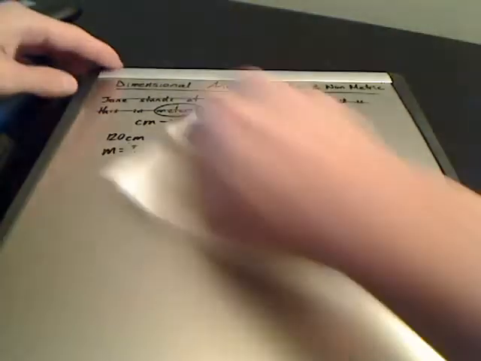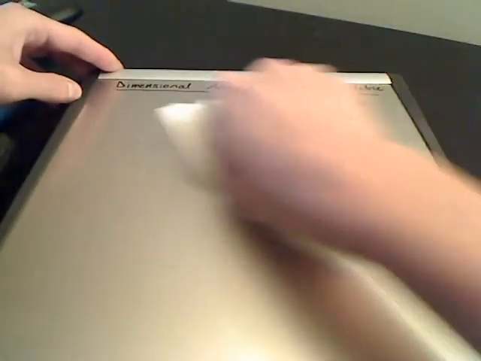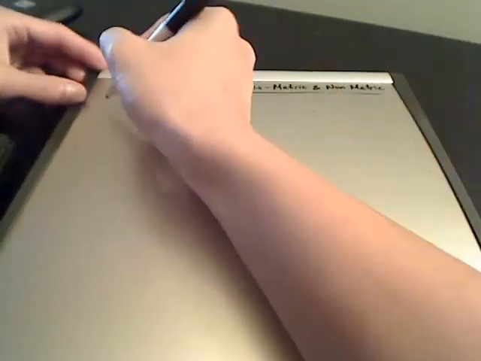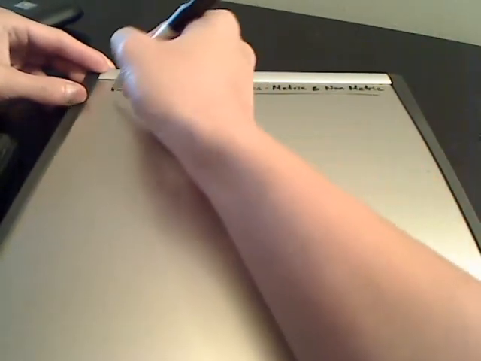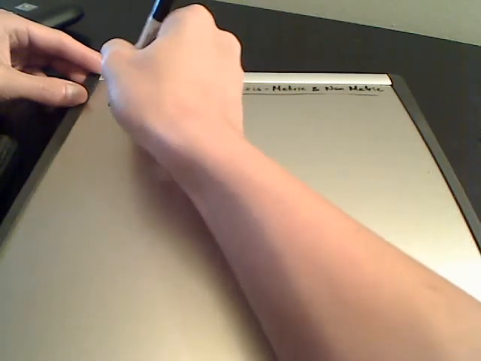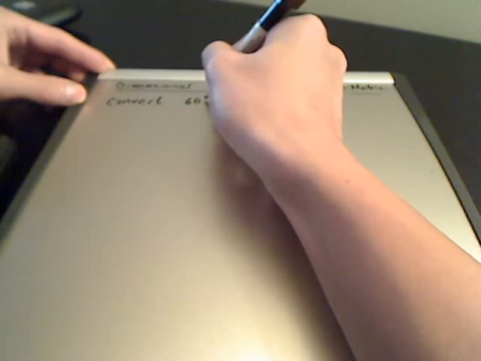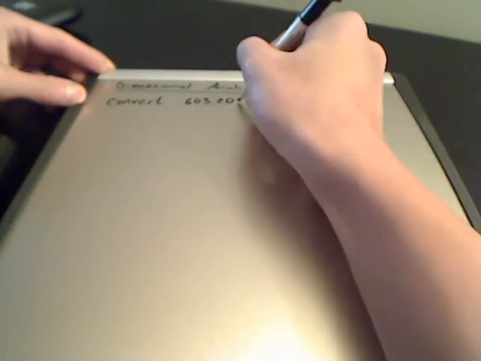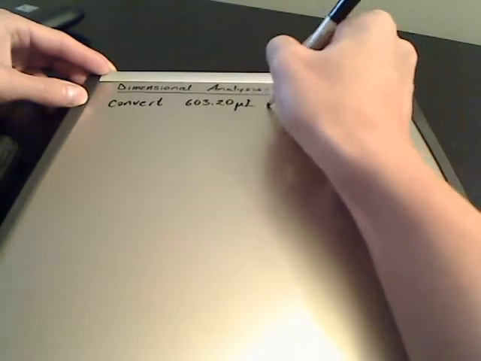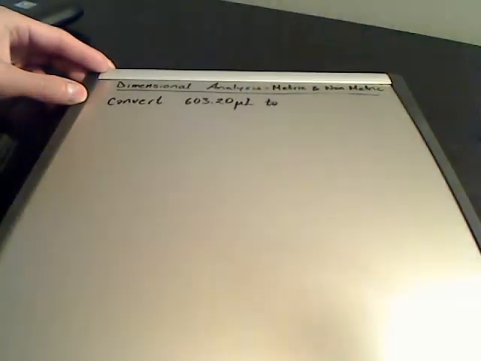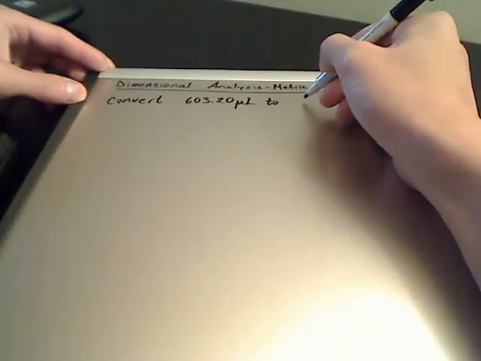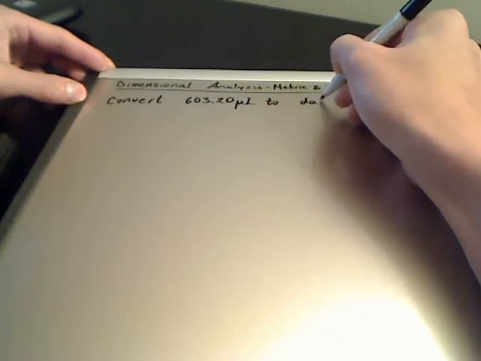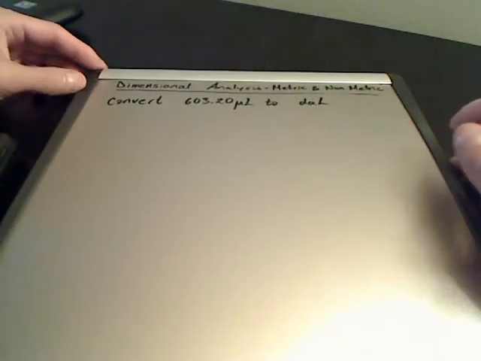Alright, let's say, rather than put a word problem, I'm just going to do a quick one. Convert 603.20 microliters to, say, I don't know, decaliters. Alright, that's what the DA is, deca.